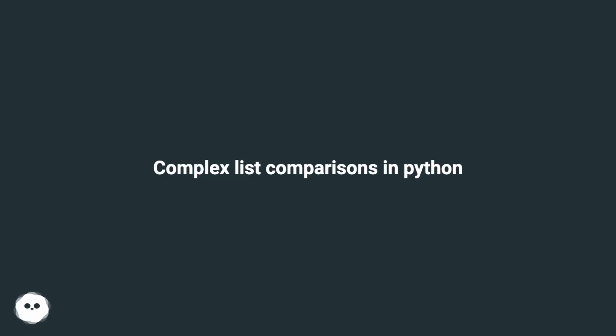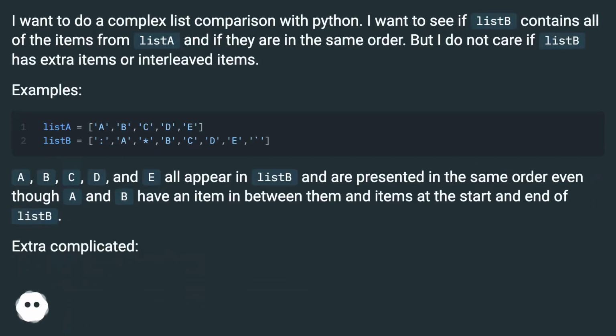Complex list comparisons in Python. I want to do a complex list comparison with Python. I want to see if Lisp contains all of the items from Lista and if they are in the same order. But I do not care if Lisp has extra items or interleaved items.